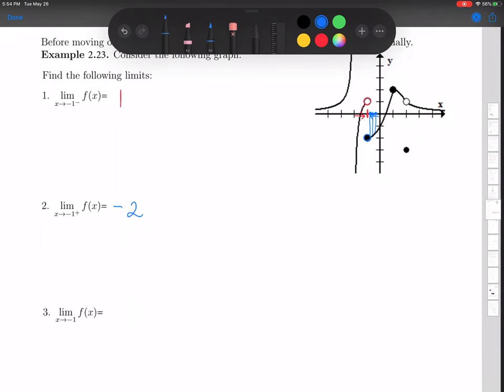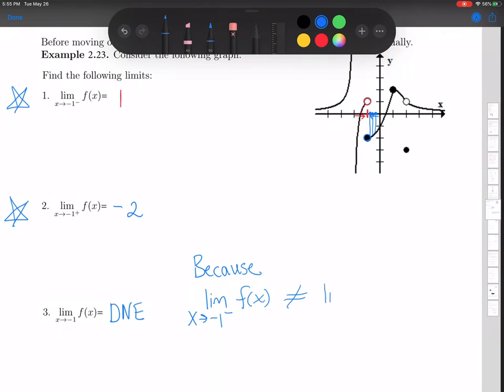Look at what happened with our, I'm going to put a star next to them. Look what happened with our left-hand side limit. It was going to 1. Look what happened with our right-hand side limit. It was going to -2. Because the left-hand side and the right-hand side are going to 2 different places, we would say that the general limit does not exist. So I'm going to put D and E for does not exist. So just to reiterate this, this is because the left-hand side limit does not equal the right-hand side limit.